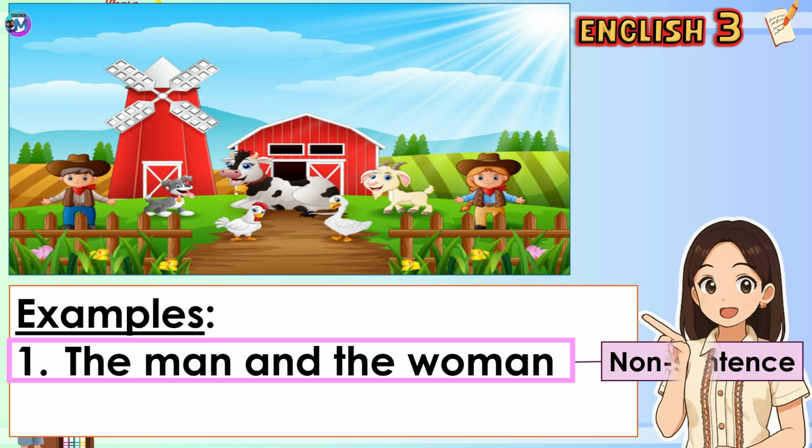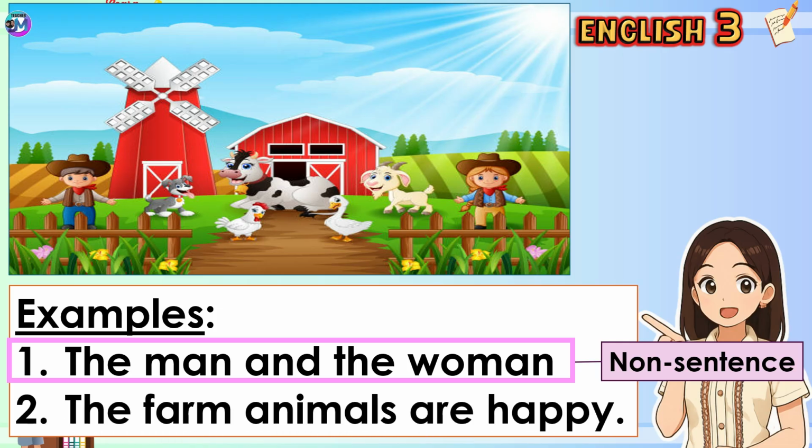Very good. It is a non-sentence because there is a missing verb. We only have the subject, which is the man and the woman, and no verb. That means it doesn't have a complete thought. So, it is a non-sentence.